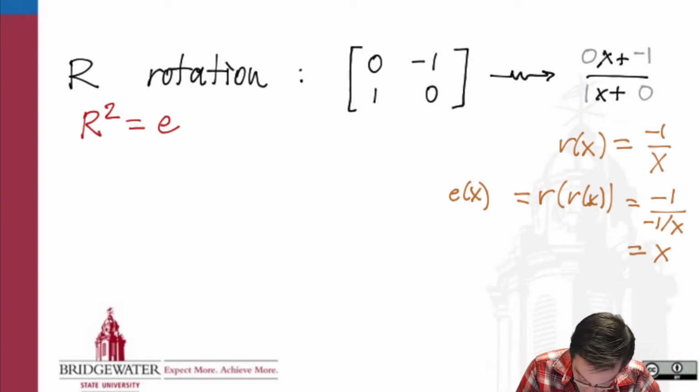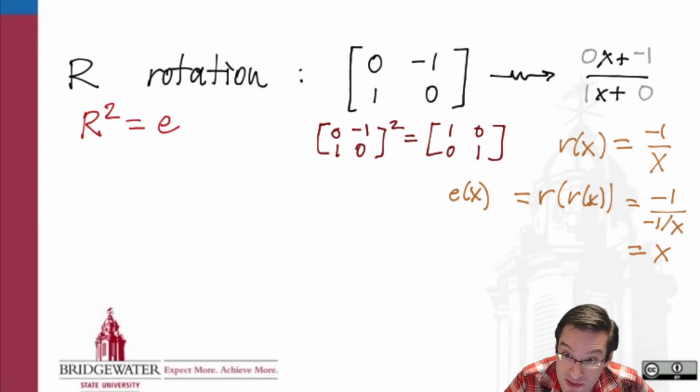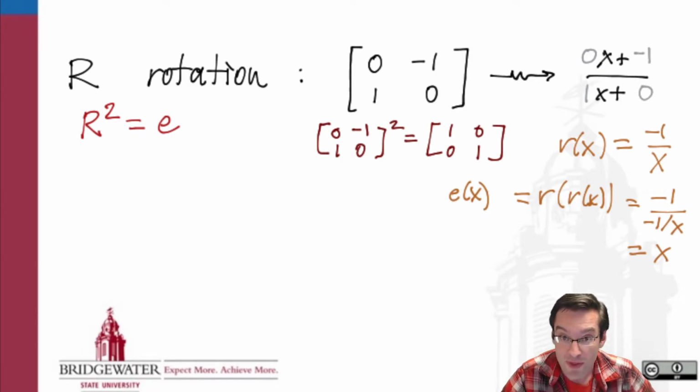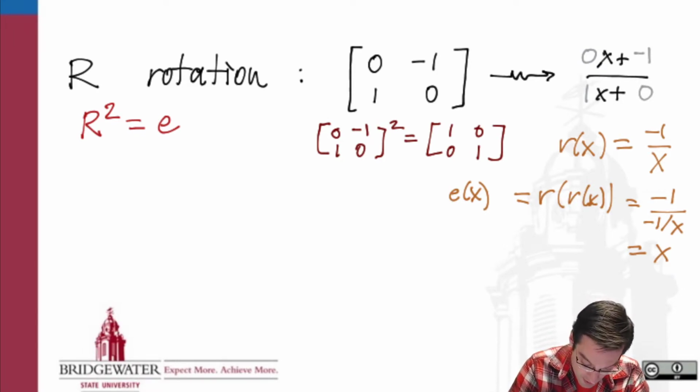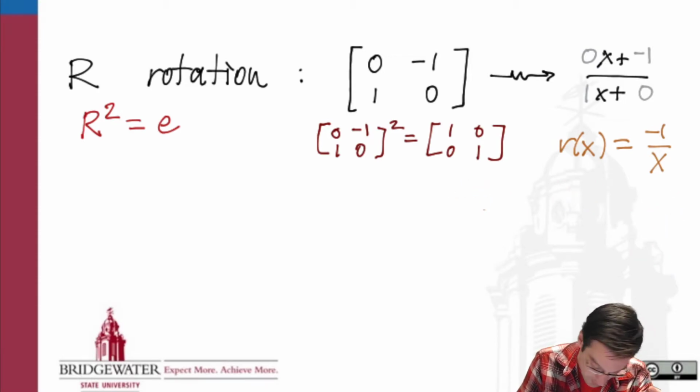But the cool thing about Möbius transformations is that we could also have done that at the level of the matrix 0, minus 1, 1, 0 by multiplying it by itself. And you can check that when I multiply that matrix by itself, I get the identity matrix, and the identity matrix stands in for the identity Möbius transformation, right? The identity function in the group of functions under composition. So this r of x, this opposite reciprocal function, is what we're going to use as our order 2. It's going to represent the rotations in my rational tangle group.